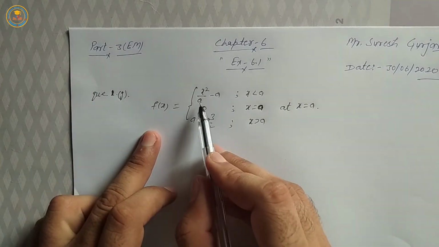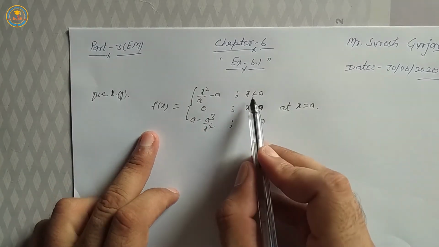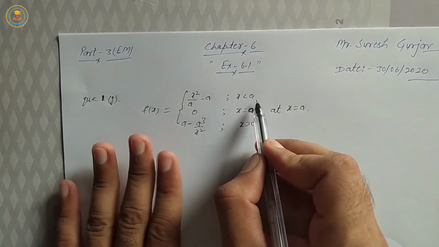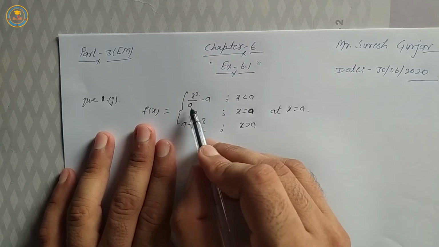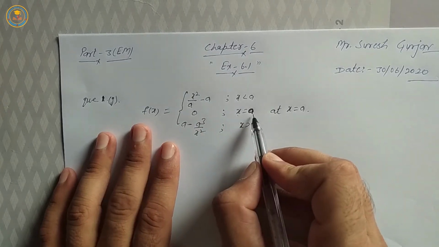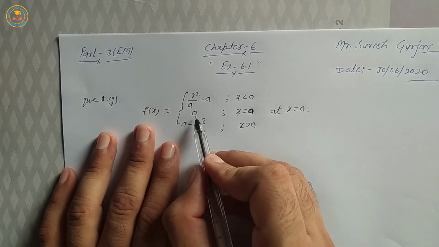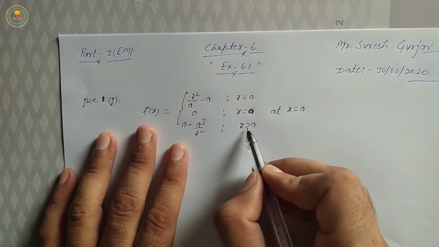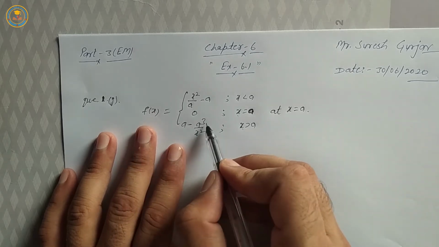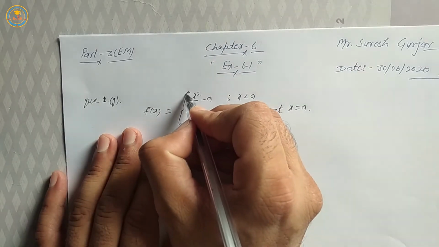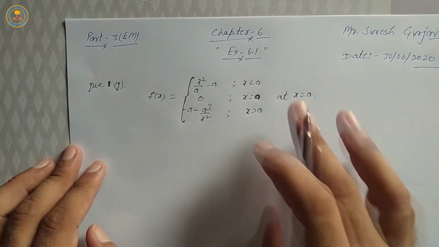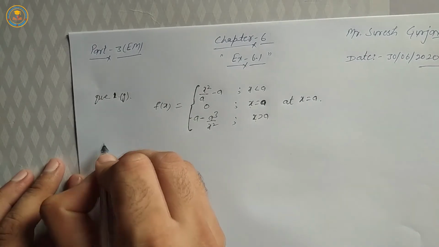f(x) is equal to x square upon a minus a, x less than a. When x less than a, then value of f(x) is equal to x square upon a minus a. Again x is equal to a, then value of f(x) is equal to 0, and x greater than a, then value of f(x) is equal to a minus a cube upon x square, at x is equal to a.